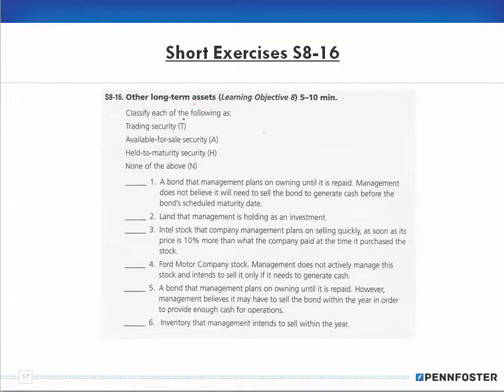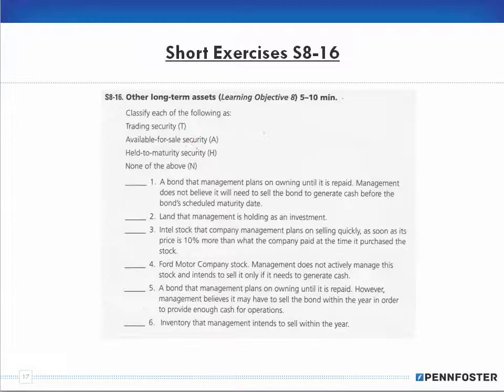Other long-term assets. Classify each of the following as a trading security, available for sale security, held to maturity security, or none of the above. Remember, even though they're calling them long-term assets, these would be considered marketable securities. A trading security would be a marketable security. They're calling them long-term assets.